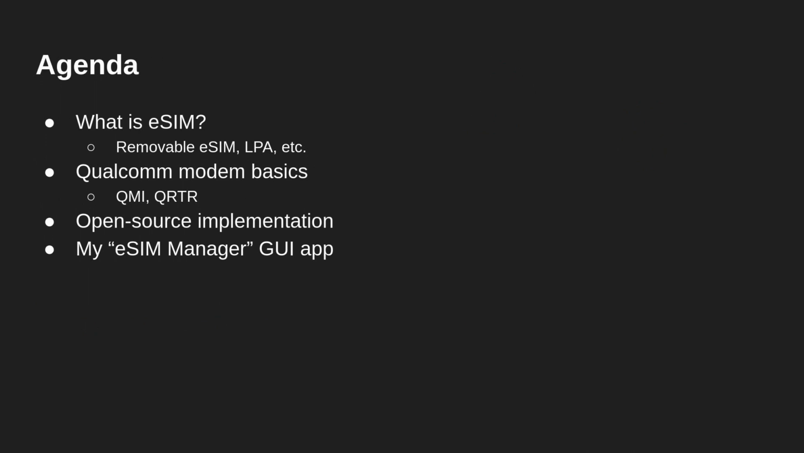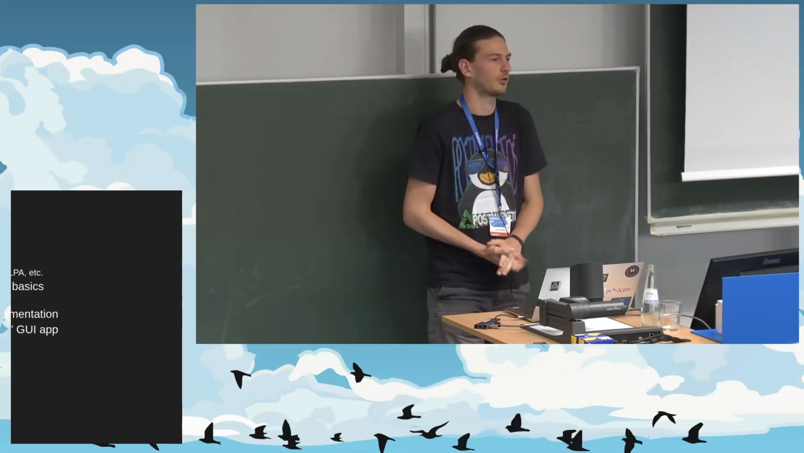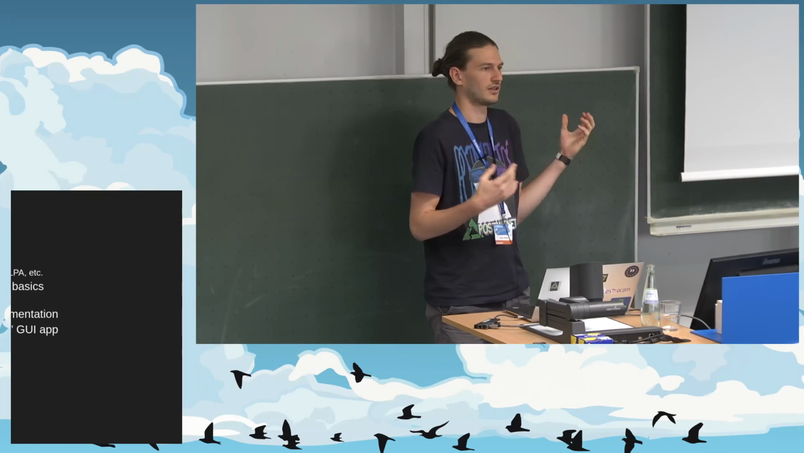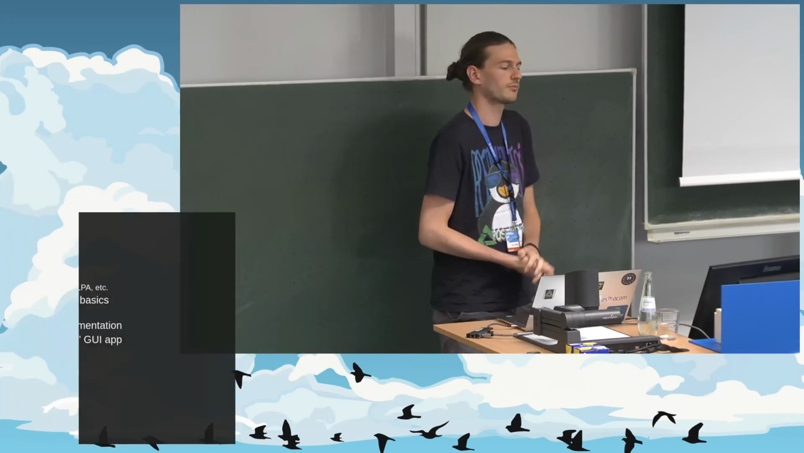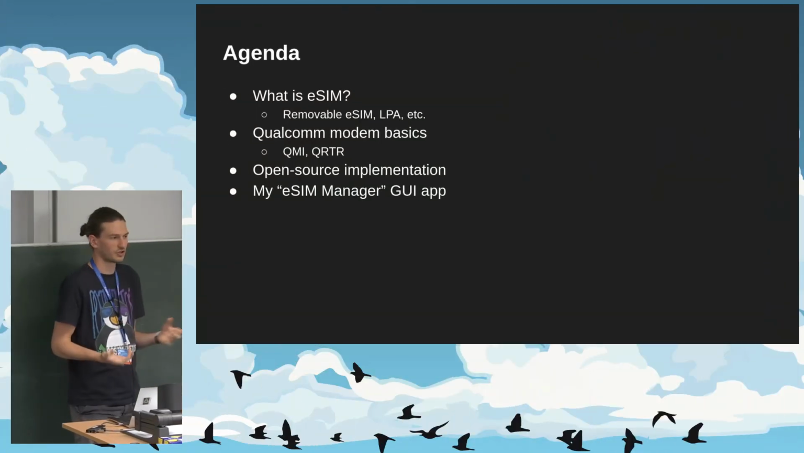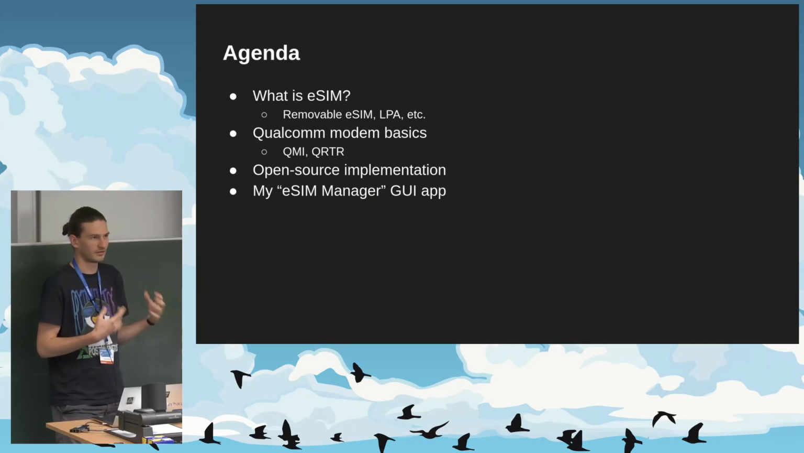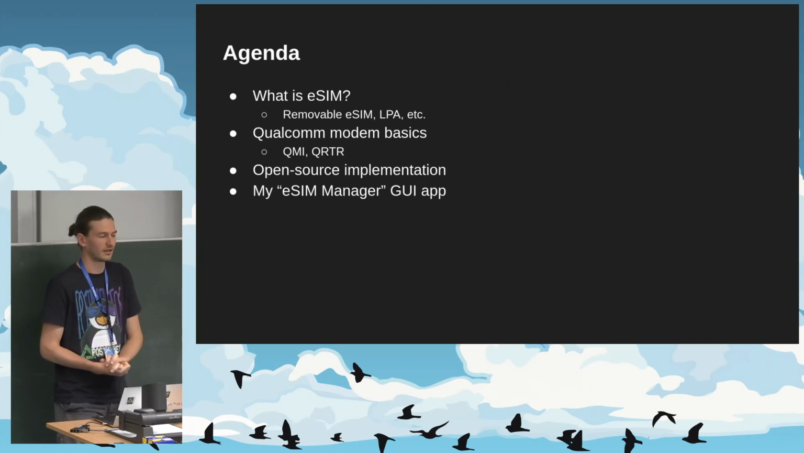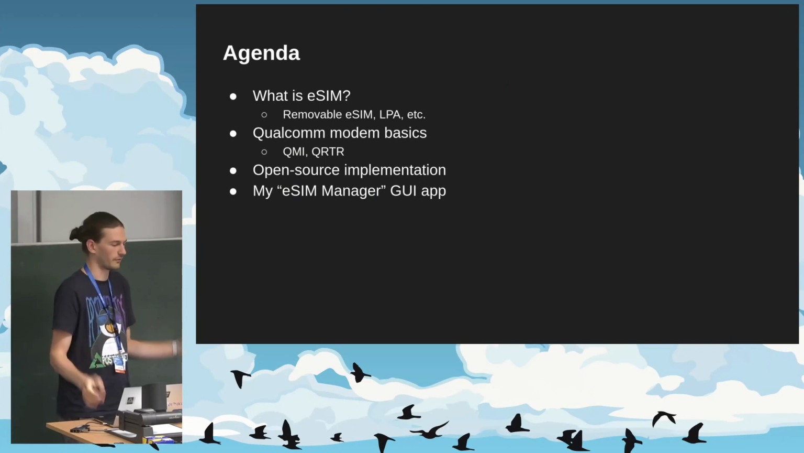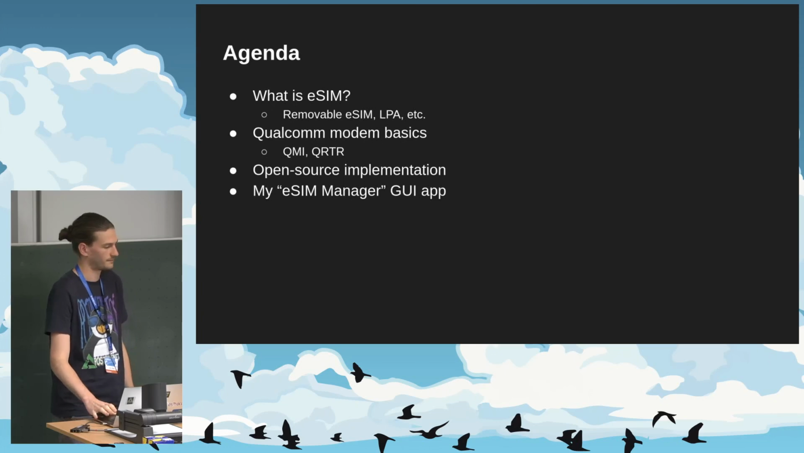Anyways, the topic of the talk: eSIM. We'll talk a bit about what eSIM is in general, and cover removable eSIMs, LPAs, etc. Then the Qualcomm modem basics, so we can understand how eSIM management works on Qualcomm. So we're going to be talking about QMI and QRTR. Then the open source implementations of the LPA, the thing that runs on the phone, and then the UI that I've written on top of it.